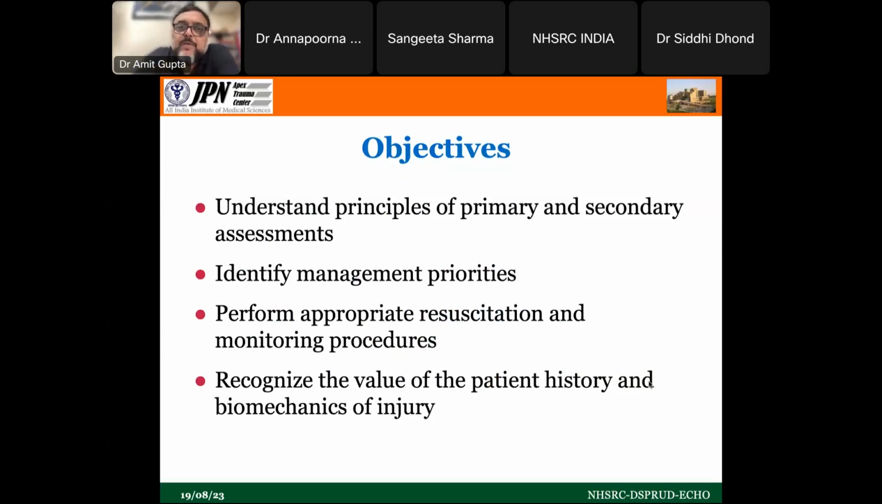So our objectives would be to understand the principles of primary and secondary assessments. That means, what do you understand by primary assessment? What do you understand by secondary assessment? Identify the management priorities, perform appropriate resuscitation and monitoring procedures, and recognize the value of patient history and biomechanism of injury.